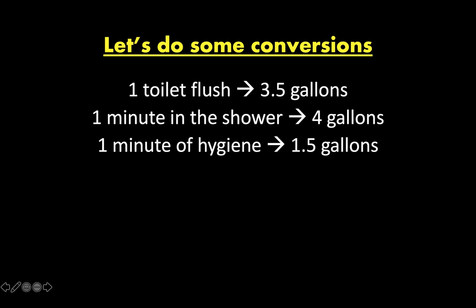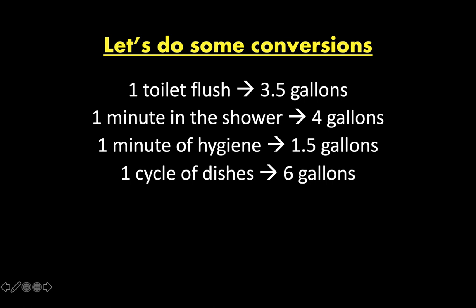1 minute of hygiene. So this is things like washing your face, washing your hands, brushing your teeth. It's a smaller sink than obviously having a shower open. So that's going to work out to about 1.5 gallons per minute. So figure out how many minutes you had of hygiene and then multiply that number by 1.5. That gives you how many gallons of water you used on hygiene alone.